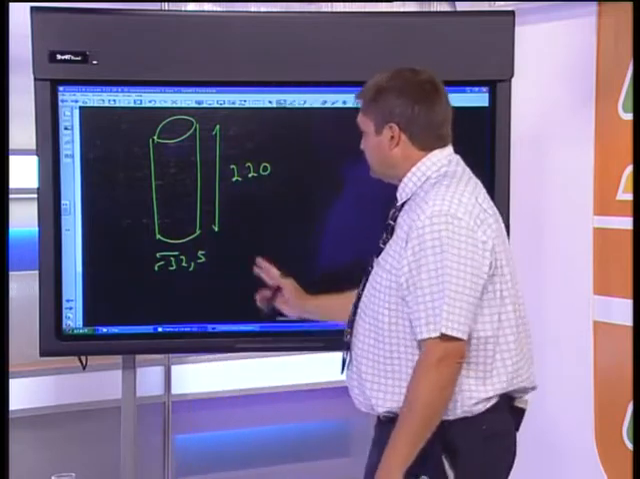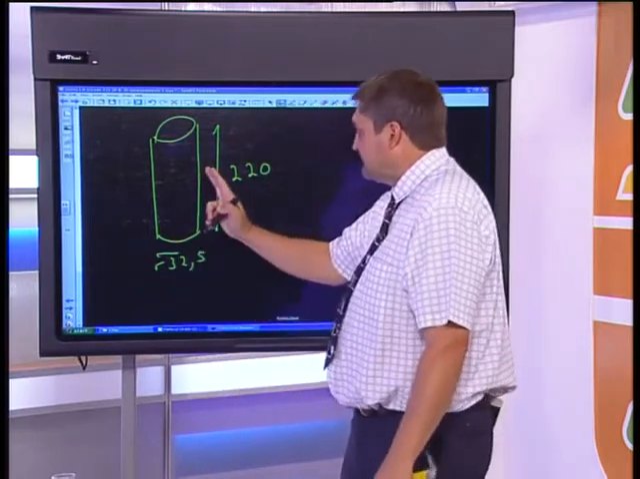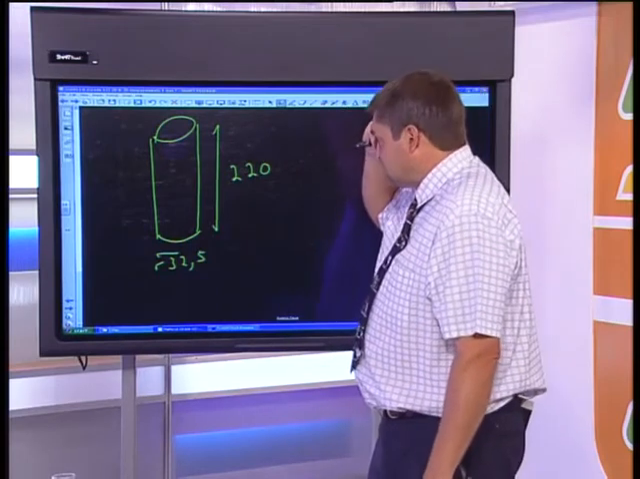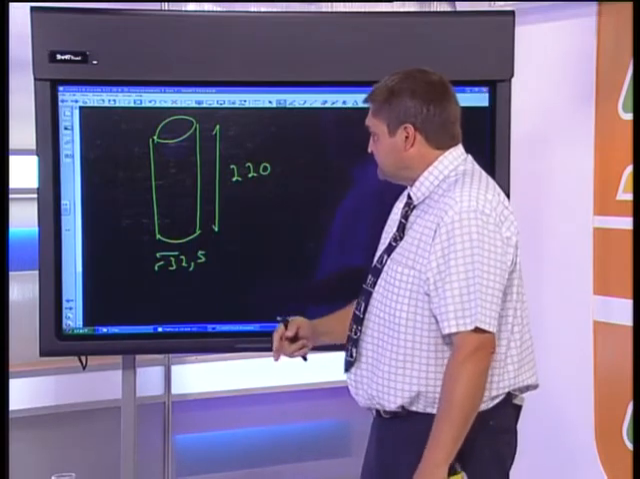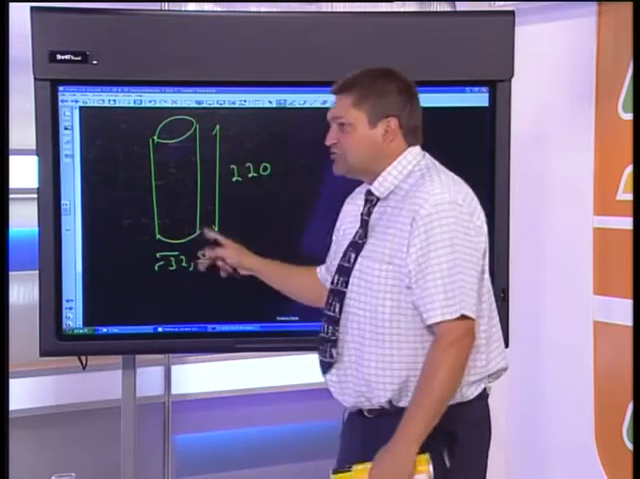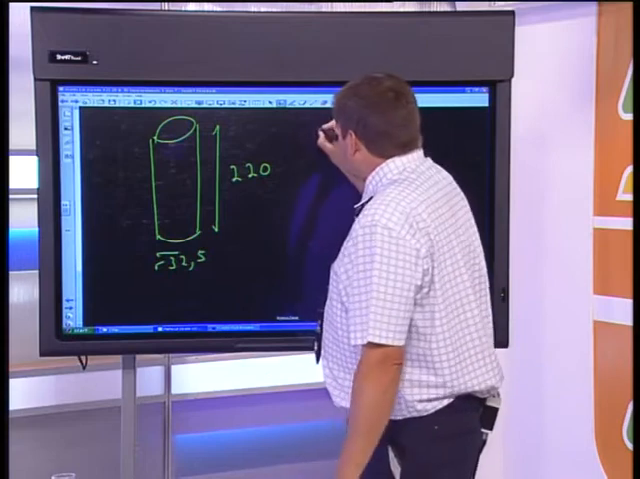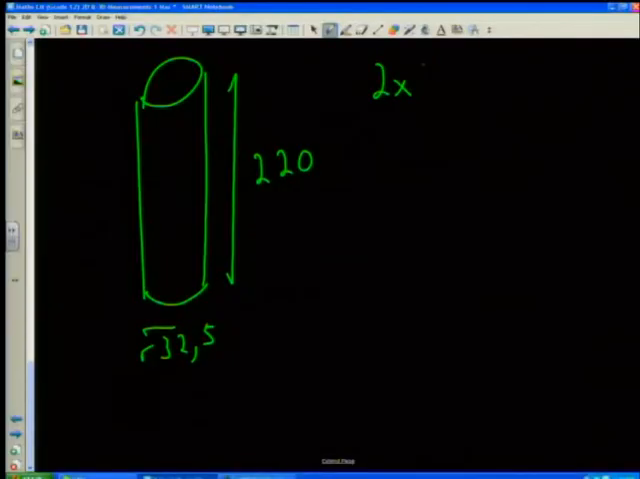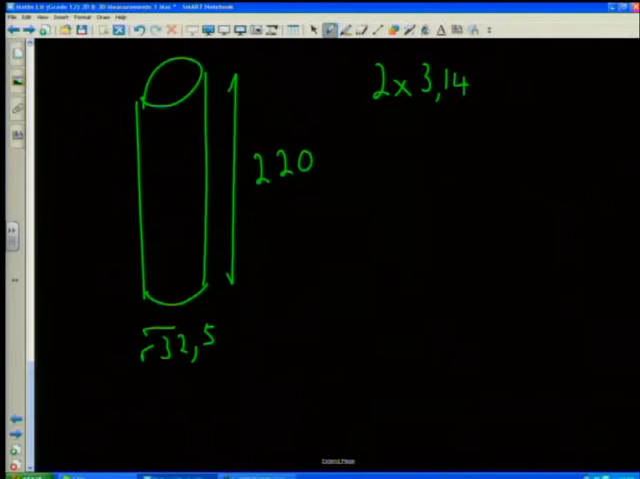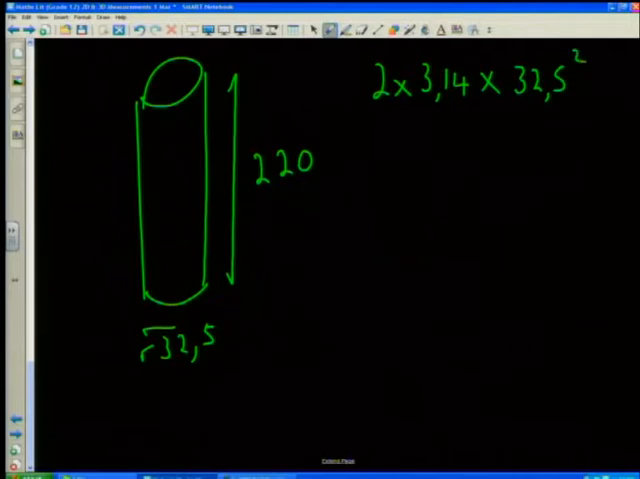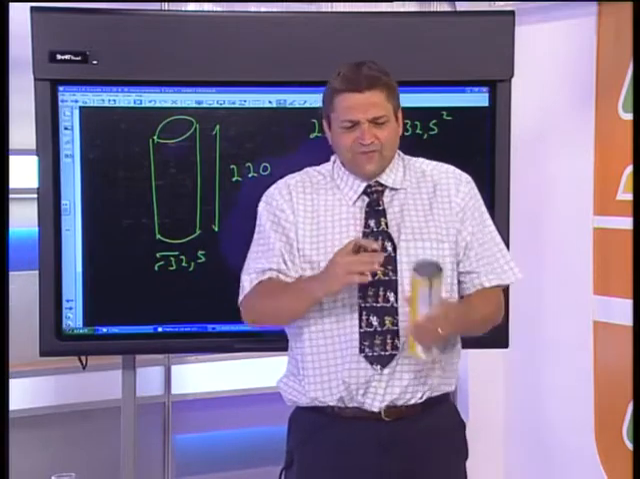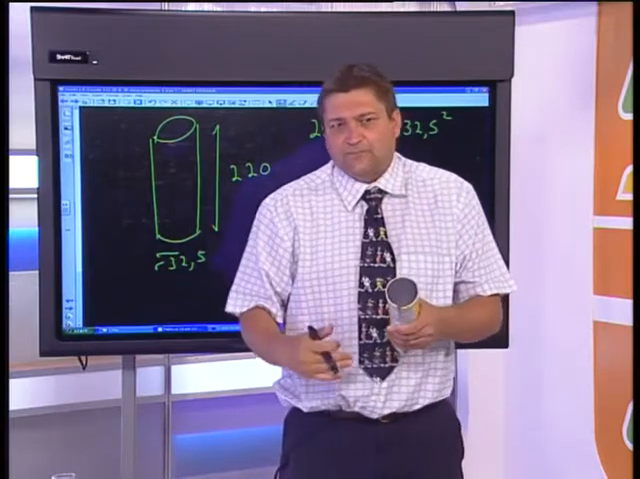Now, guys, I've got a problem. I can't get into this and cut it up. So how do we do this? Well, the first thing is the circles are easy, because the circles are still a circle. I've got two of them, so it's going to be 2 times 3.14 multiplied by the radius, which is 32.5, and we're squaring that. That hasn't changed at all. Straightforward.